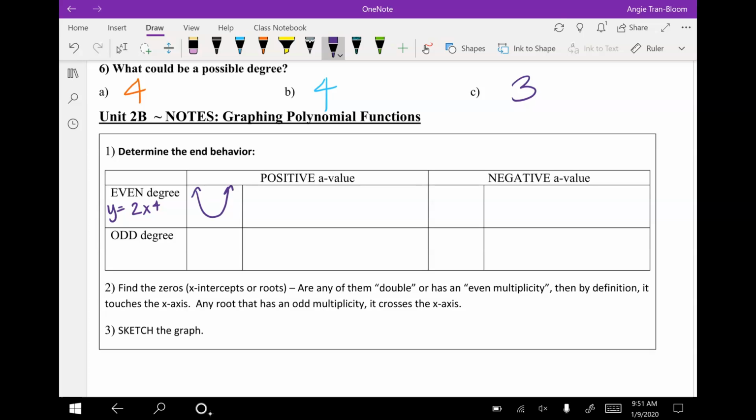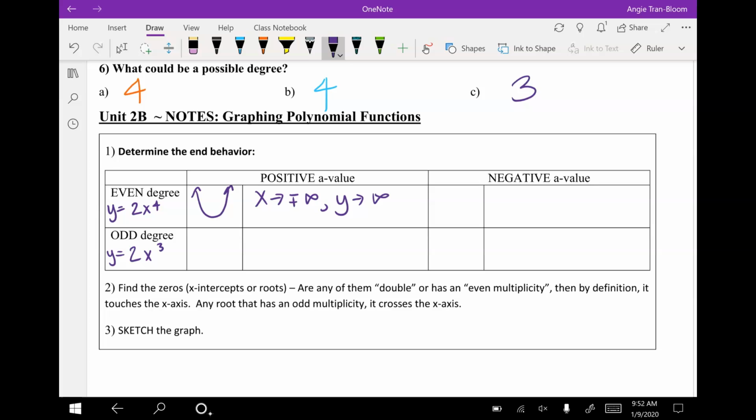So, look at your end behavior. Are they both going up or down? Up. So as x approaches either negative or positive infinity, y approaches what? Infinity, right? Because a is positive, it opens upward. Therefore, both y's will go towards positive infinity. Now, if it's an odd degree, like y equals 2x to the 3rd.